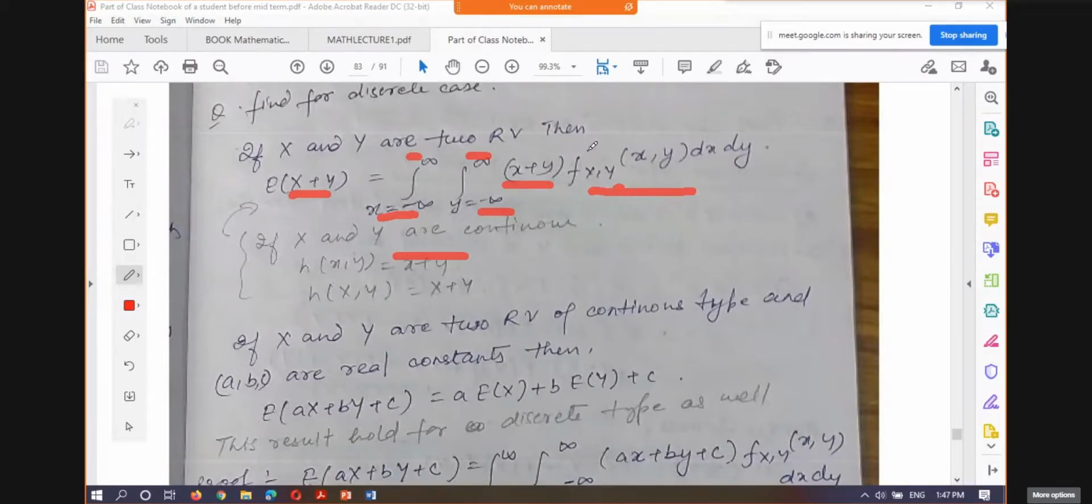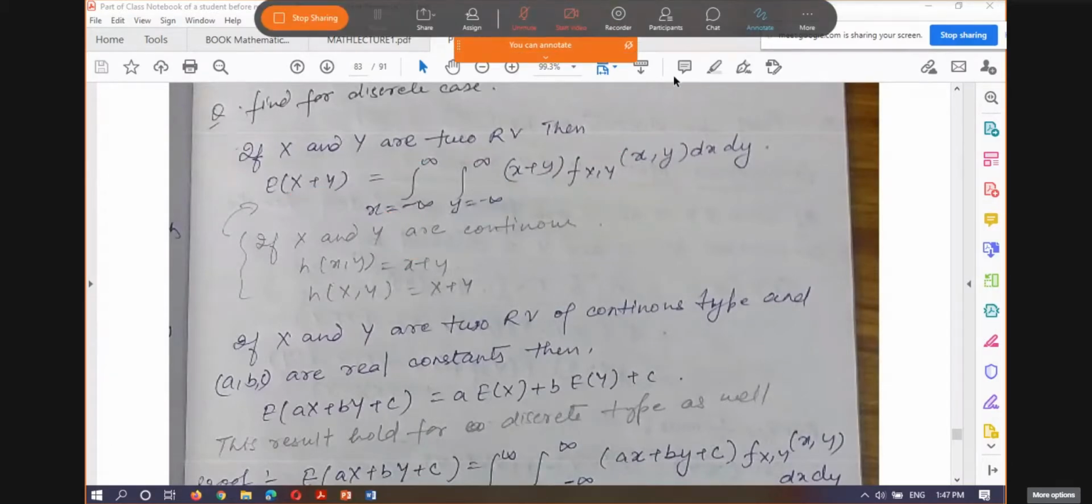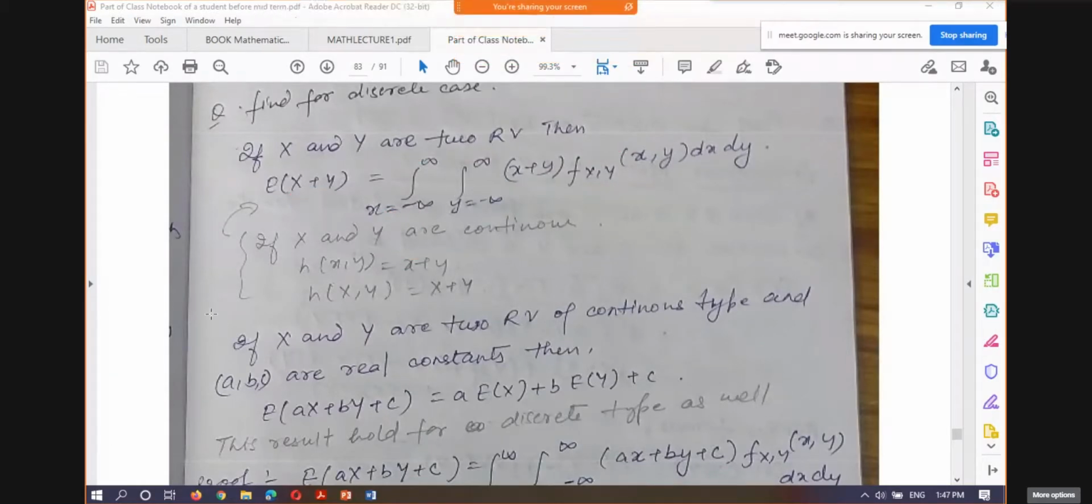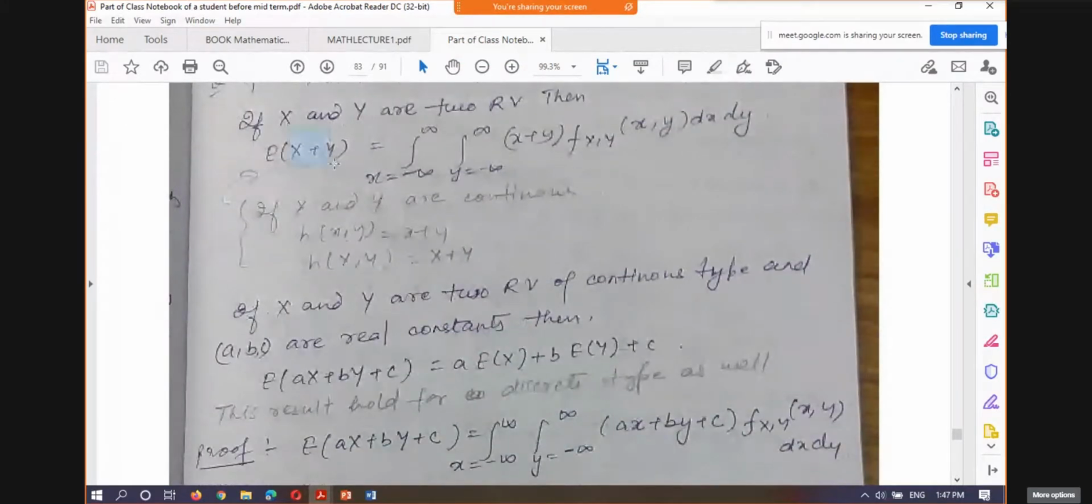Okay, so here this is the joint density function of x and y. From the properties of integration, you know that integration has the linearity property, so you can write like this. Instead of this small result, we are proving one more generalized result here. So here, instead of only x plus y, we have multiplied a, b, and c. If c equals 0, a equals 1, b equals 1, this will become the earlier result.